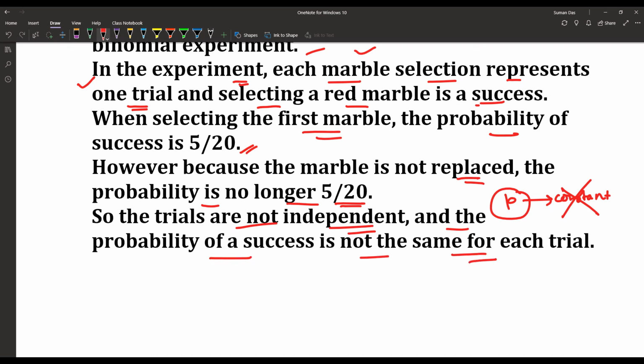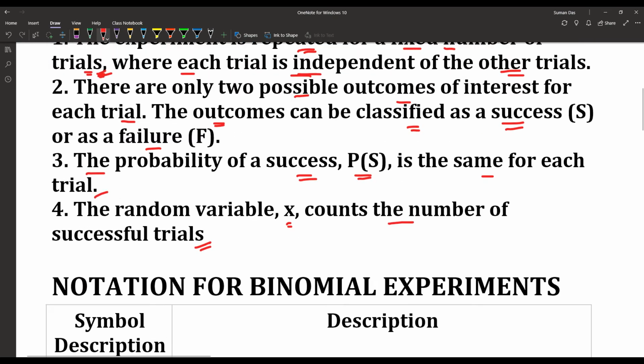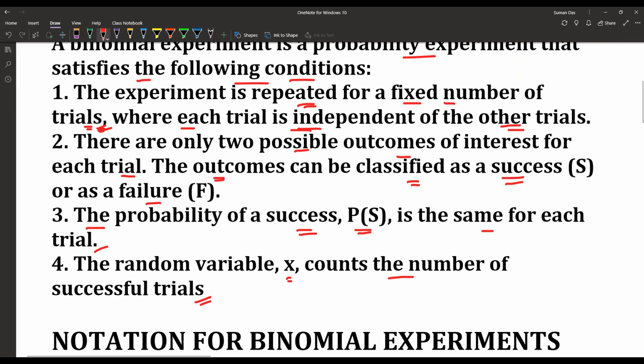So the trials are not independent, and the probability of success is not the same for each trial. Once again, for any binomial experiment, we must follow the 4 properties. The experiment is repeated for a fixed number of trials where each trial is independent of the other trials. There are only 2 possible outcomes of interest for each trial. The outcomes can be classified as a success or as a failure. The probability of a success P(S) is the same for each trial. The random variable X counts the number of successful trials. Here the probability of success is the same for each trial, that means p is always constant.